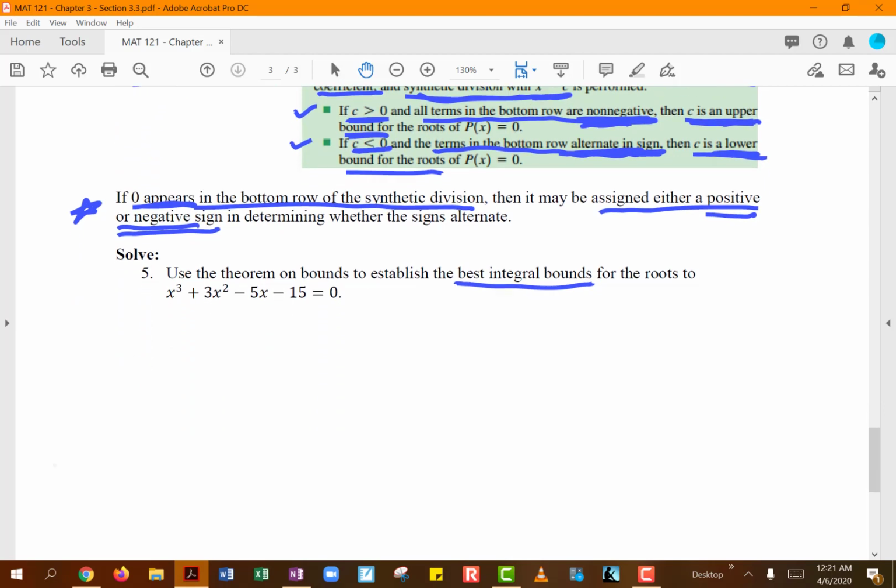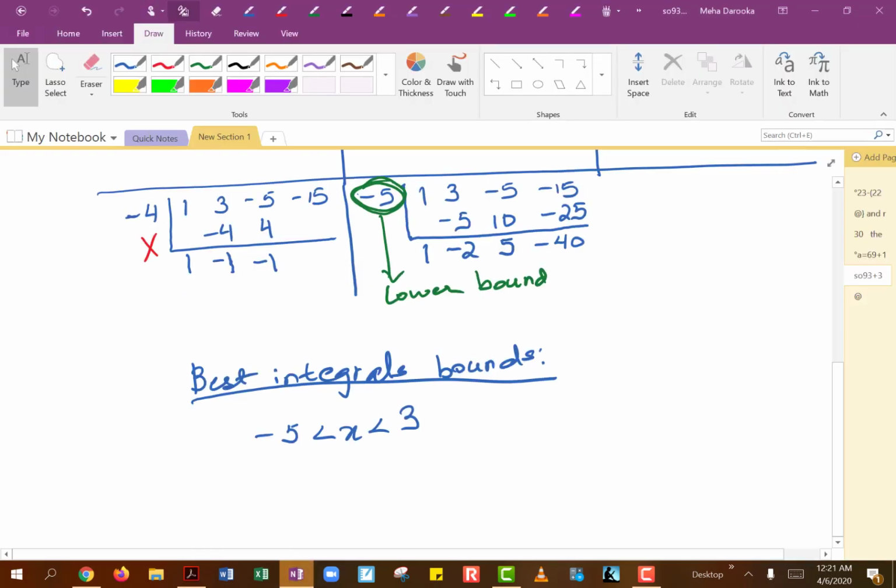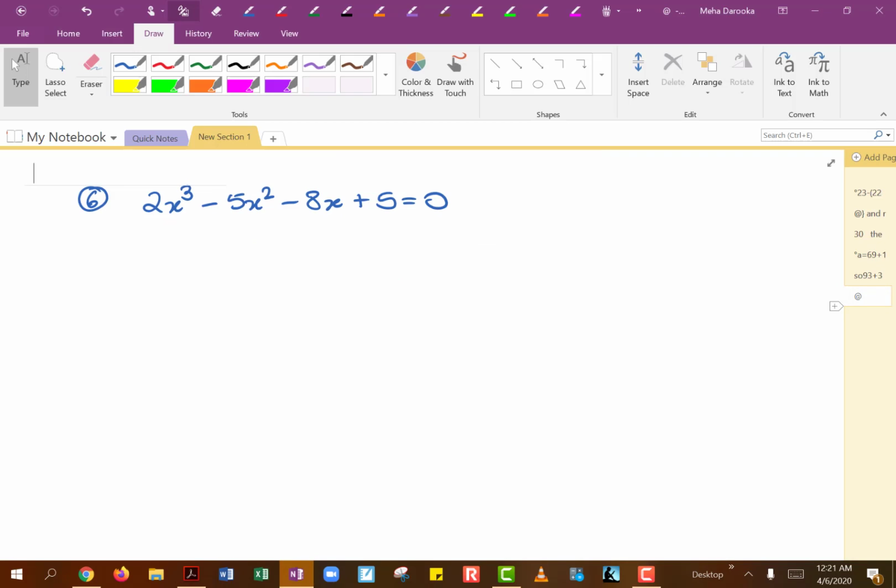So this was example 5. And then the last example I want to talk about in this section is seeing how we can use all of this information to our advantage. They're saying find all the solutions for 2x to the third minus 5x squared minus 8x plus 5 equals 0. So let's take a look at this last one here.